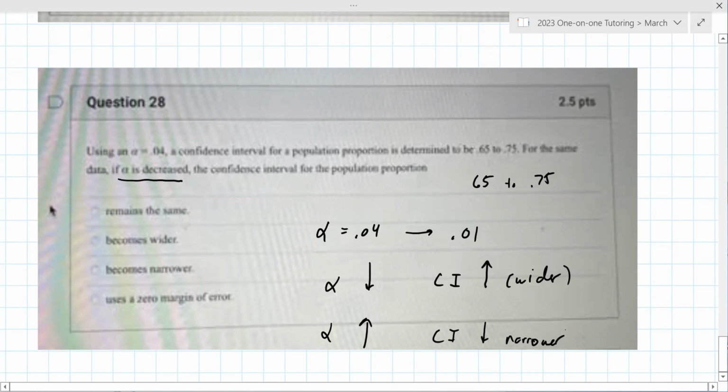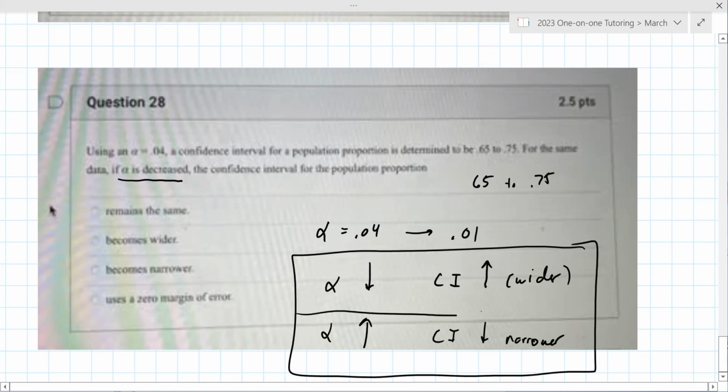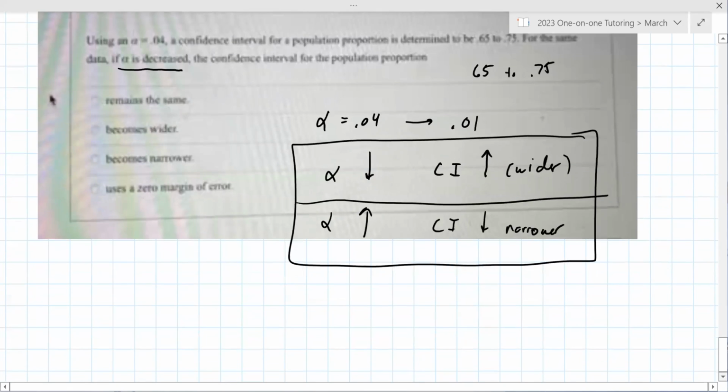So this will be like a note card kind of thing. Let me also make the comment here. Sorry, you want the answer here. Looks like it's that one. As sample size increases, the confidence interval gets narrower. Sample size decreases, the confidence interval gets wider.